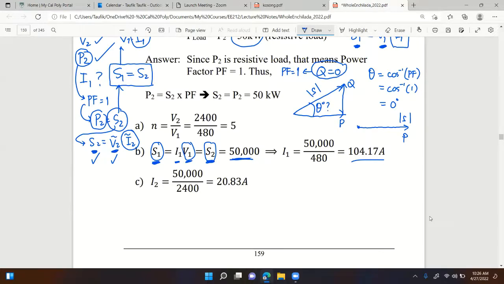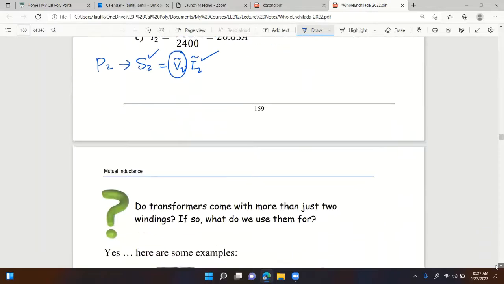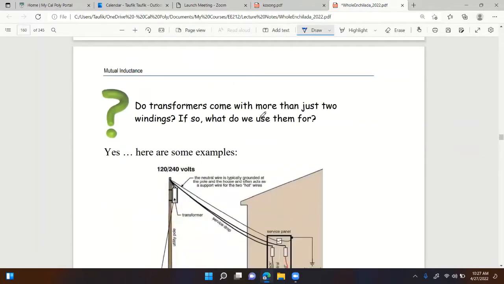Okay, and then part C, I already explained earlier, right here. Once you know S2 from P2, then that's going to be equal to V2 RMS times I2 RMS. Since I know V2 and I know S2, then I can solve for I2, right here. Are there any questions on this? All right. If not, let's look at the next one.